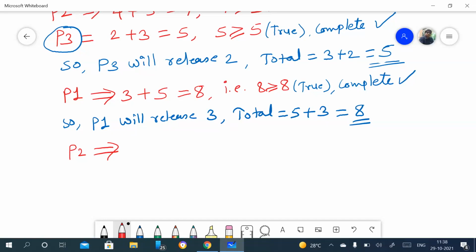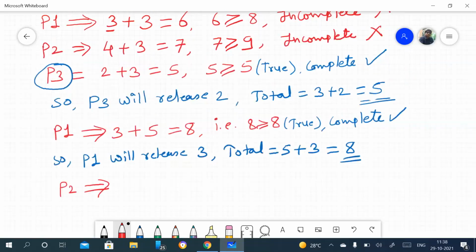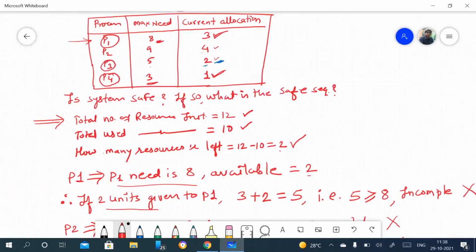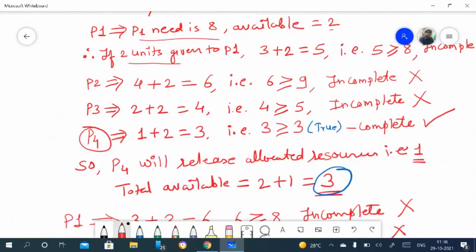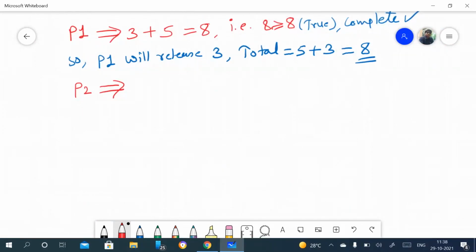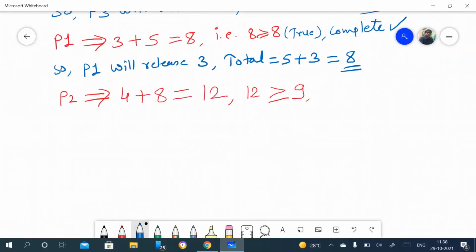Okay. We'll go for P2. P2 has 4 allocated and the need is 9. So here P2 has 4 allocated and we have 8 in our hand. So this is 12, and 12 is greater than or equal to 9. So here we can say this is true and complete.